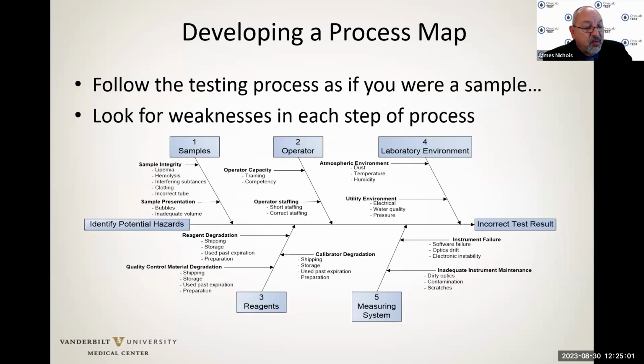And the measuring system, what can go wrong? Electronic failures, device failures, computerization, internal errors. We want to identify, this is called a herringbone diagram or an Ishikawa diagram, where on the left-hand side, we identify potential hazards that can, on the right-hand side, lead to an incorrect test result. And these are just some of the considerations.